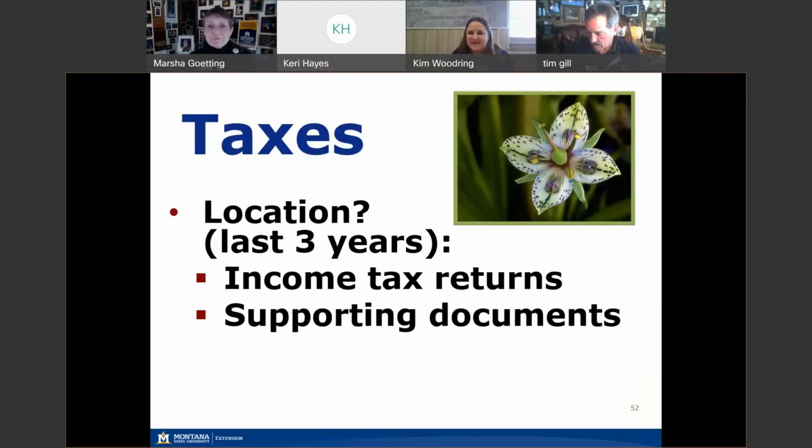Some of your tax documents, you want to make sure that you know where they are, and you want to save the last 3 years of tax documents. You'll want to know where your income tax returns are, make sure that they're in there, and your supporting documents for your taxes.